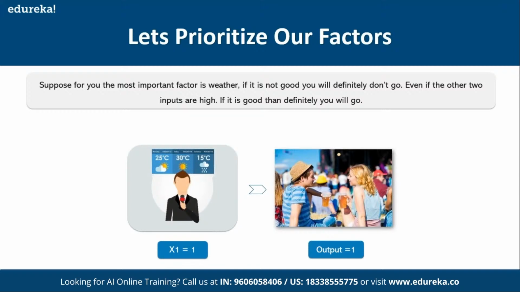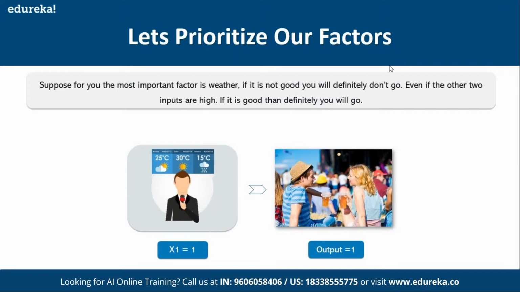But how does that output get created? Let's see. Suppose for you the most important factor is the weather, while you are okay with spouse accompanying or not accompanying, and public transport available or not available. Which means the weight you give for weather is higher in comparison to the other two inputs. This is how it works. Let's see how exactly this happens.